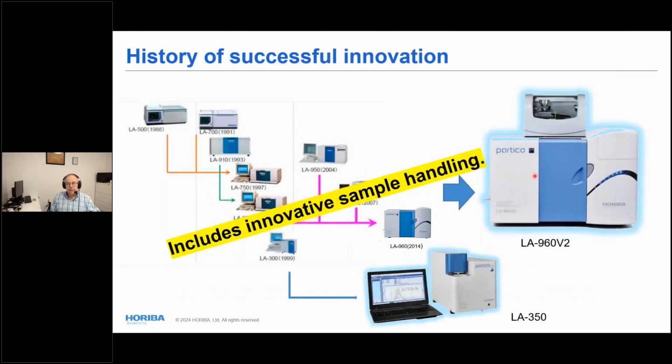Now, HORIBA has been working with laser diffraction since well before the turn of the millennium, starting with the LA-500, which was the earliest picture I could find. Over the years, if you dig into the history, you'll find improvements in data processing and computers, of course, along with the rest of society, optical improvements, and finally sample handling improvements. All of those things have contributed to modern instruments.